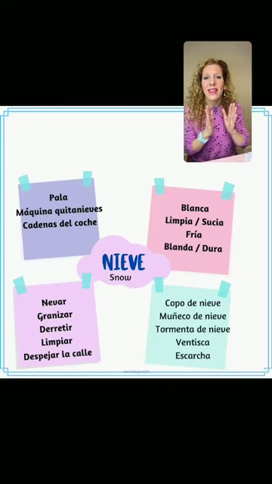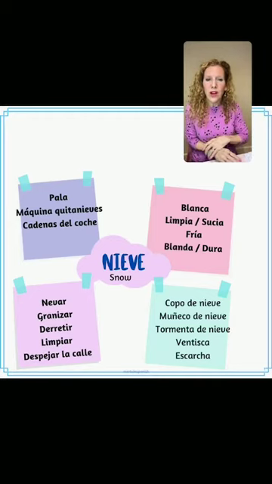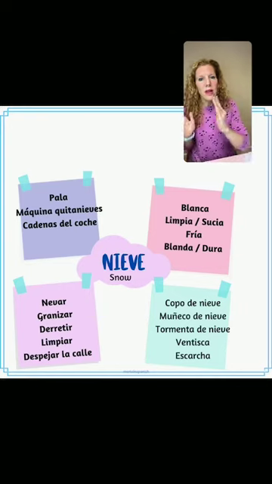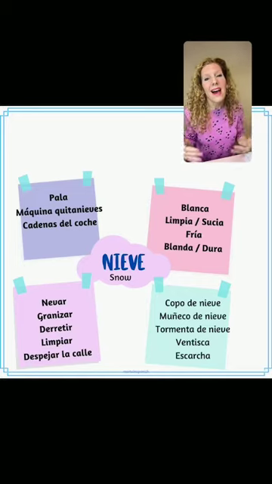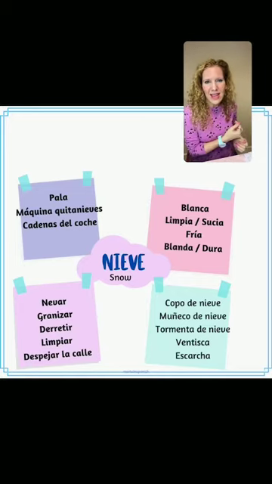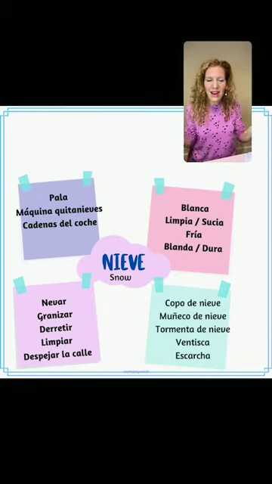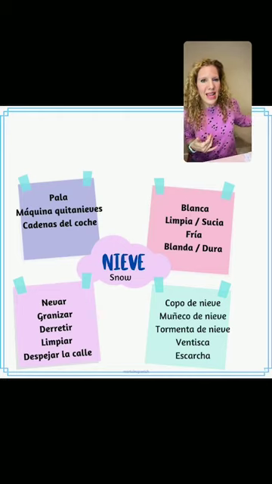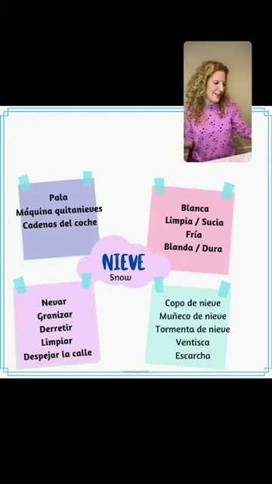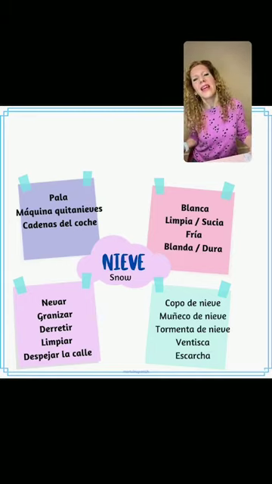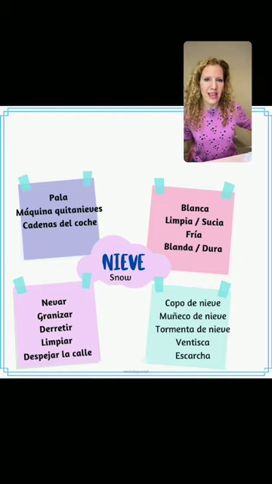Great. And the super important thing you always have to include are verbs, because we need verbs to make sentences. So make sure to add the verbs that you want to use. For me, if I think of nieve, I could think of jugar because of the kids, so I could have added play there. Jugar, or nevar, to snow, granizar, to hail, derretir is to melt, limpiar, because there's snow, I want to get it out, limpiar. And another one is despejar la calle, clear up the streets.